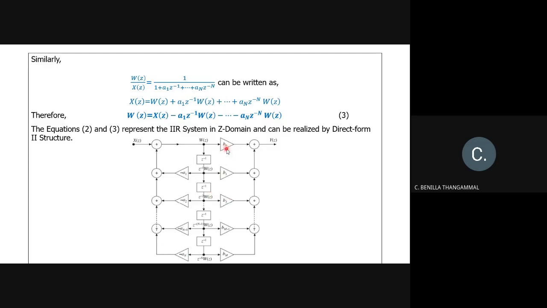And then the previous equation, Y of z is equal to b naught into W of z plus b1 into z inverse into W of z. So I'll be getting this equation. Now we'll solve one problem here.